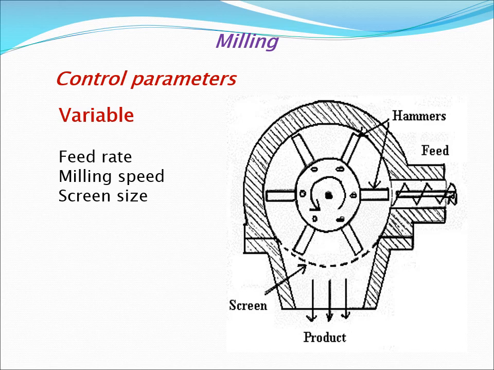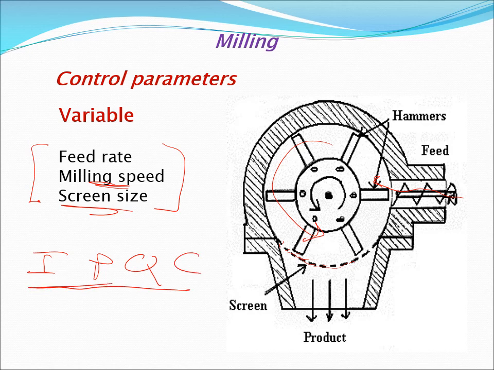We need to measure the feeding rate. The feed is introduced at which rate? The milling speed, the rotation speed of the hammer mill, the screen size. So you have to investigate the opening size, the mesh number of the screen, to make sure that everything is well. That is validation. So how do we do in-process quality control?